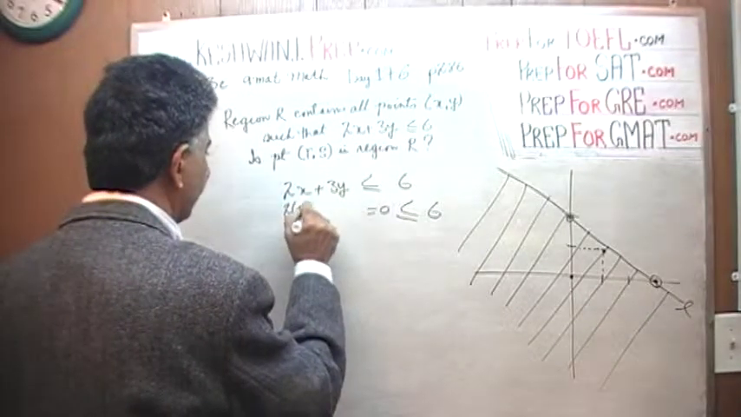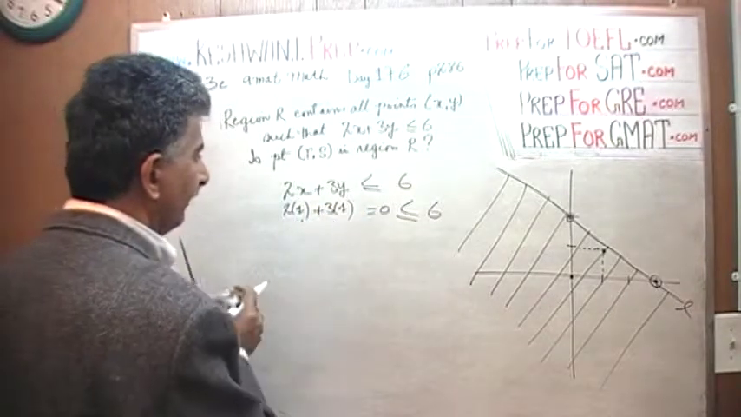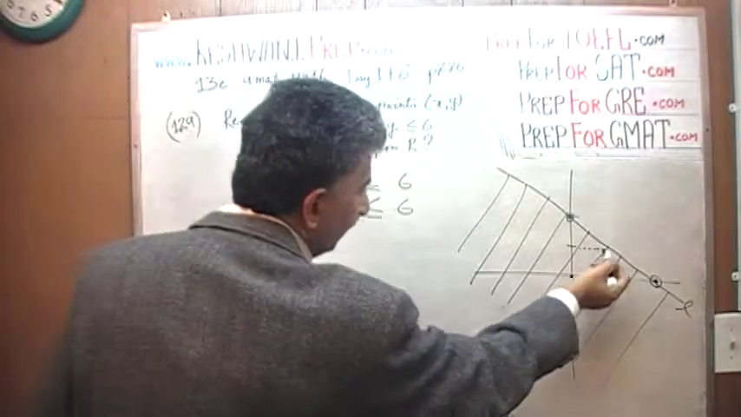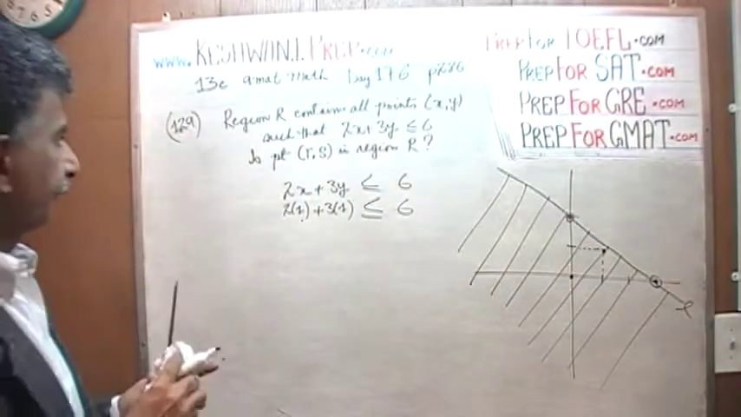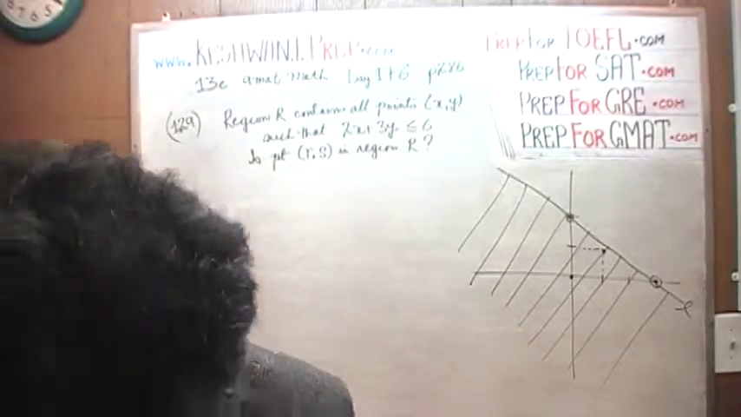2 times 1 is 2, and 3 times 1 is 3. 2 plus 3 is 5, and again 5 is less than or equal to 6. As you can clearly see, this is the region we're talking about. So now we know our region. Let's start our work. Let's see what they tell us in the first statement.